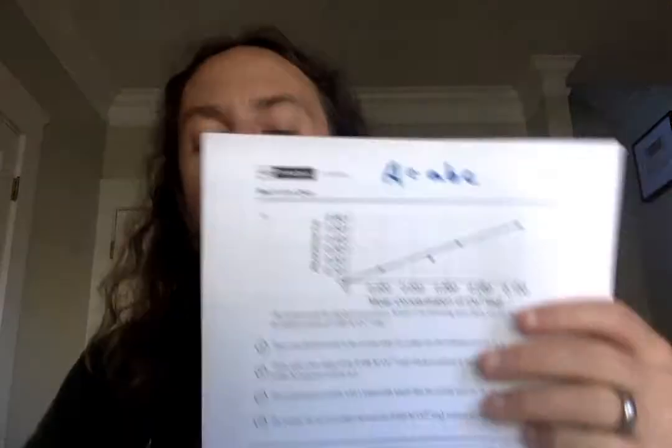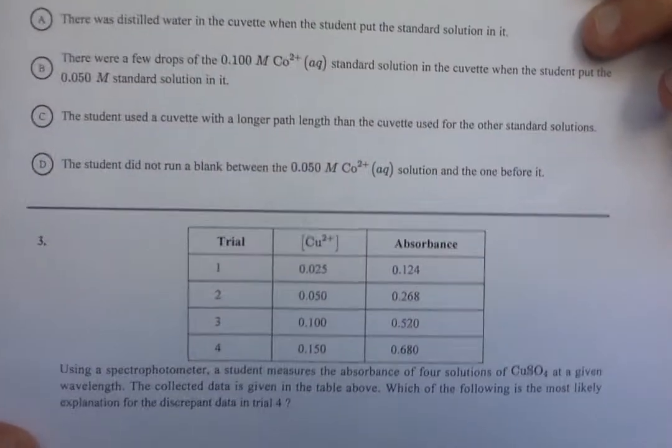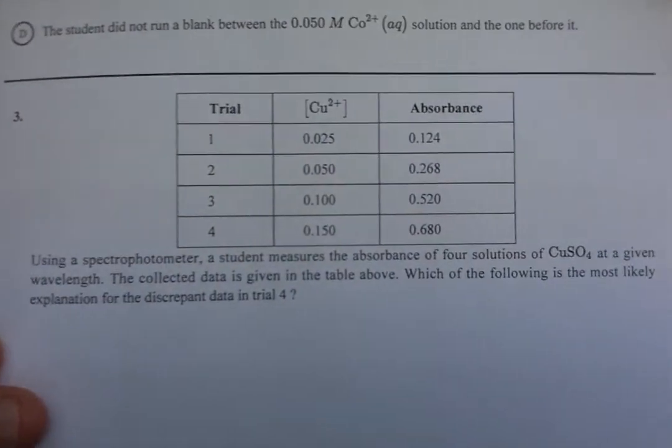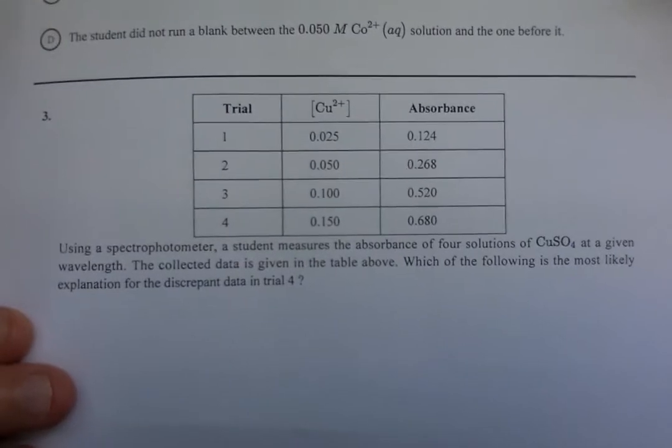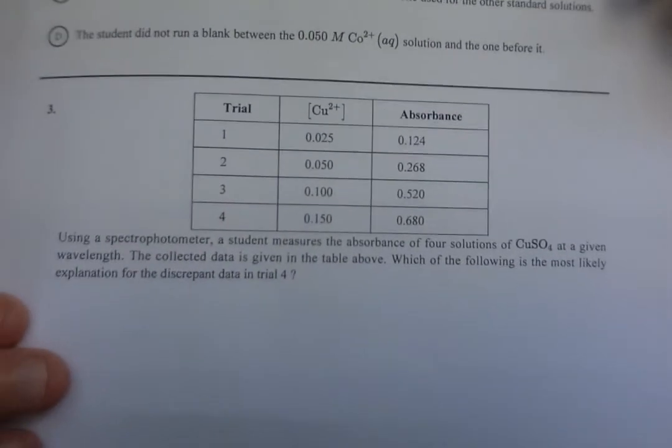Okay. Number 3, using a spectrophotometer, a student measures the absorbance of 4 solutions of copper(II) sulfate at a given wavelength. The collected data is given in the table above. Which of the following is the most likely explanation for the discrepant data in trial 4? Okay, so look at that. And we're looking at trial 4 there, and there is discrepant data. And so I want you to pause, and I want you to think first what that discrepant data is. It's a discrepancy. It's something we shouldn't see.